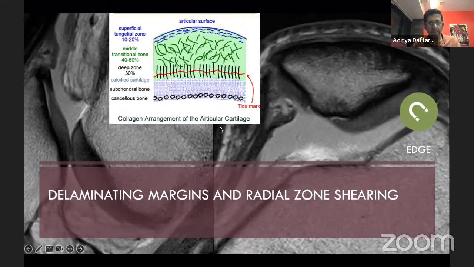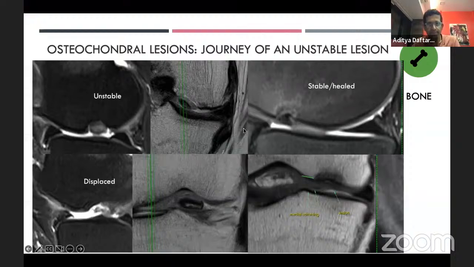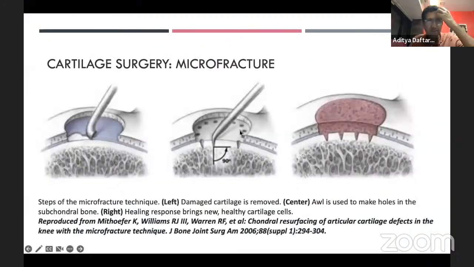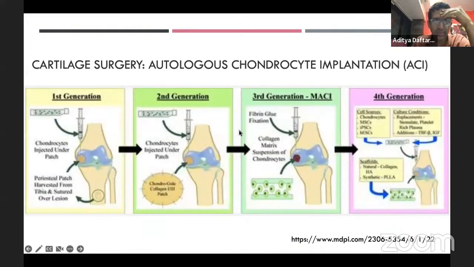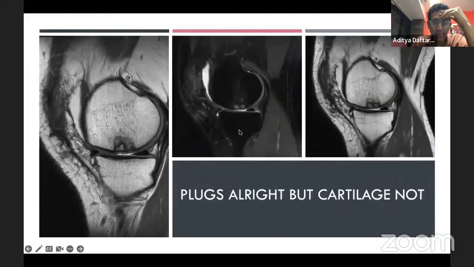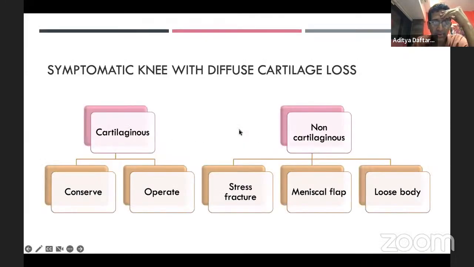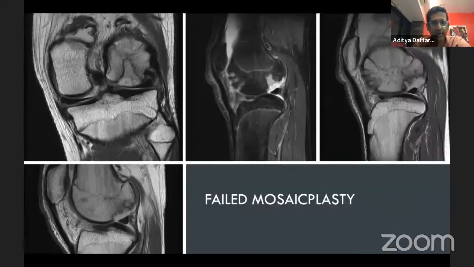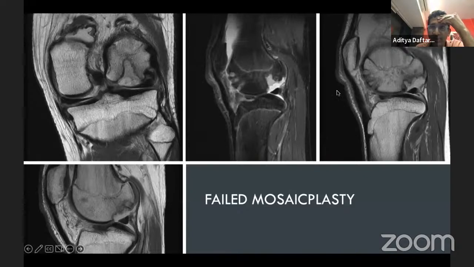Okay, so here are some cases of cartilage lesions. So focal cartilage lesion. Here is an example of someone who had an Oates procedure, and you can see that this is where the harvest site was. This is where the plug was put in, and the plug has actually come off, and there's no defect. So it's a failed mosaicplasty here.